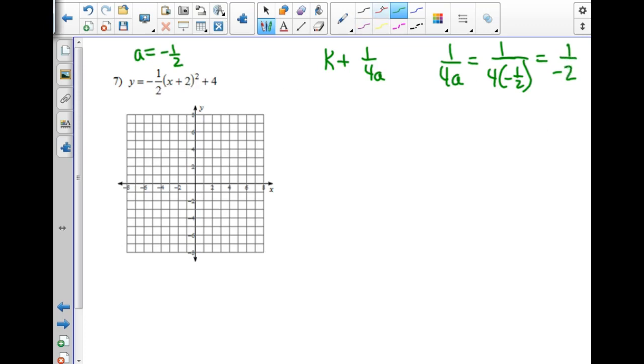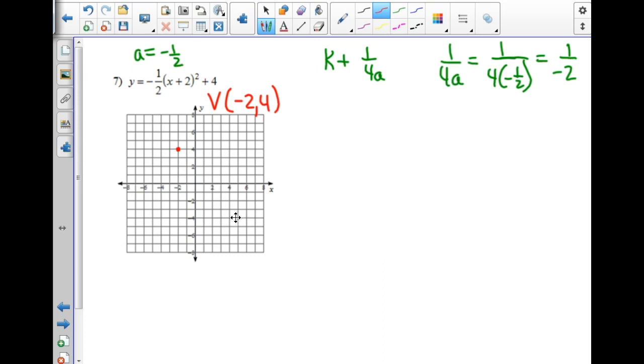Let's check the vertex. Vertex for this parabola is -2, 4. The format says h plus k. I know it opens down and it's going to be a little wider than the normal parent graph because the a value is -1/2. So I'm going to go to -2, 4.